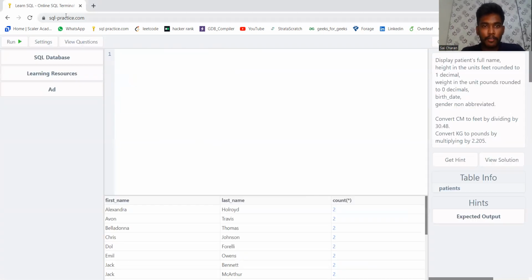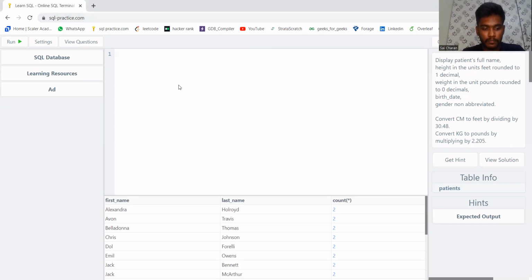Our question is: display patient's full name, height in units feet rounded to 1 decimal, weight in units pounds rounded to 0 decimals, birth date, gender non-abbreviated. What is non-abbreviated? Generally we may write M and F, male for M, female for F. But we need the full word: if it is male, we need to write male instead of M, and if it is female, instead of F we need to write female.